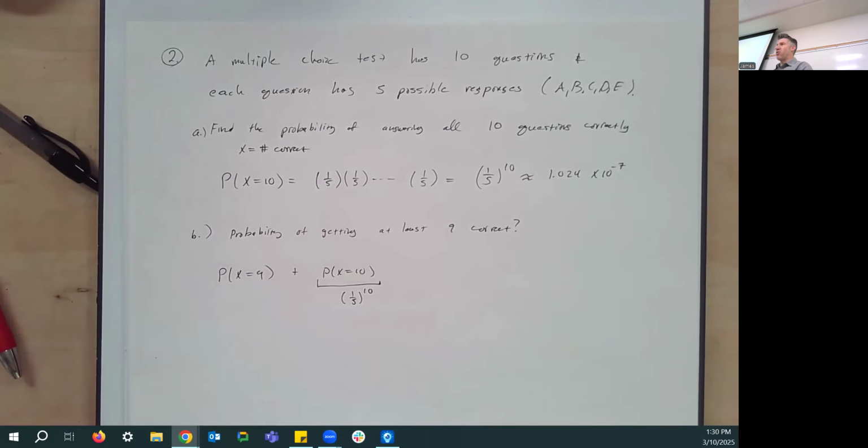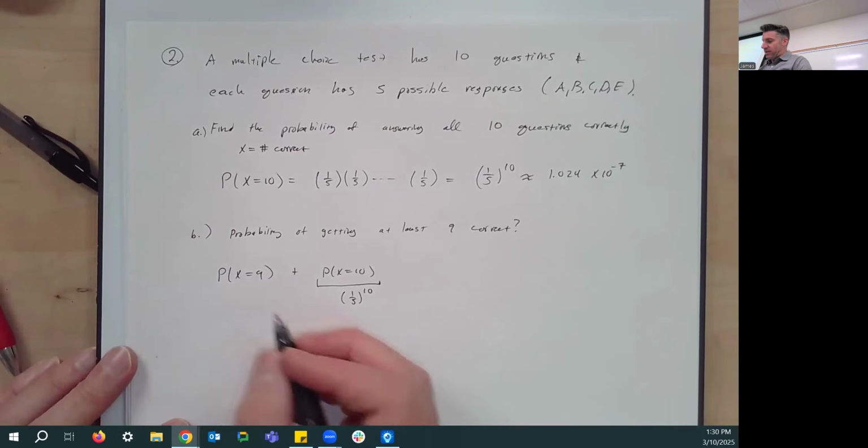How about the probability of getting 9 correct? Well, let's say we were going to get the last one wrong. So the probability of getting the first 9 correct is going to be 1/5 times 1/5 times 1/5, 9 times. And then getting the last one wrong means we had to have a probability of 4/5 instead of 1/5, right? We didn't get it right. But who says we have to get the last one wrong, right? Any one of the 10 questions could have been the wrong one. So the way we're going to calculate this is going to be the following.